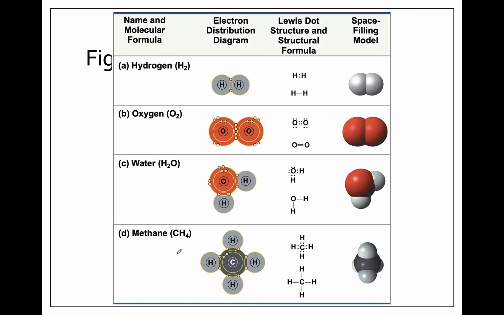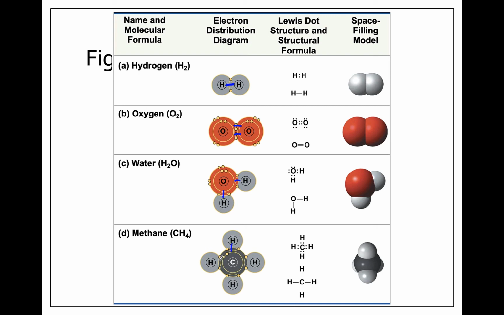You can see several examples of bonds formed here. So this hydrogen is sharing only one pair. You can see the oxygen here sharing two. And then here we see oxygen bonded with hydrogen, where it's sharing one pair with each of those hydrogens. So there's a single bond here, and there's a single bond here.